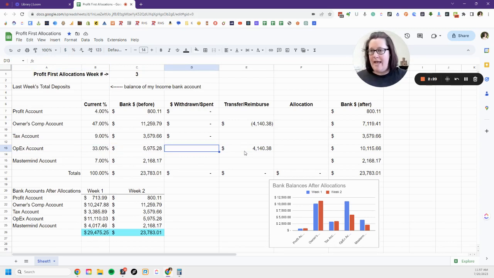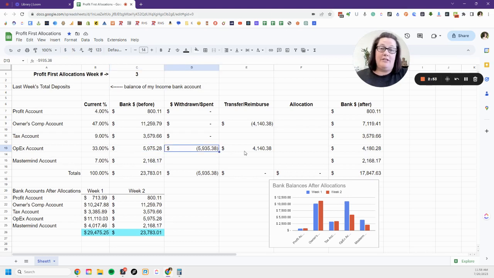So out of my OPEX account, I had to make the payment for payroll. I had to pay my rent, and my rent is $695 a month. And then I had a print ad that I paid for, which was $1,100 that I paid by check. So that came out. And then that total is $5,935.38.